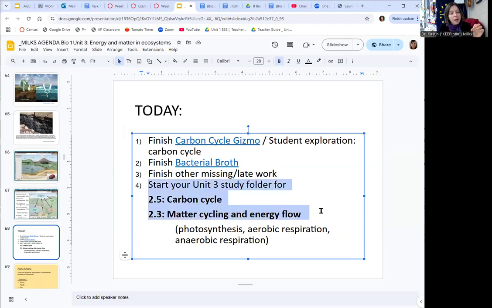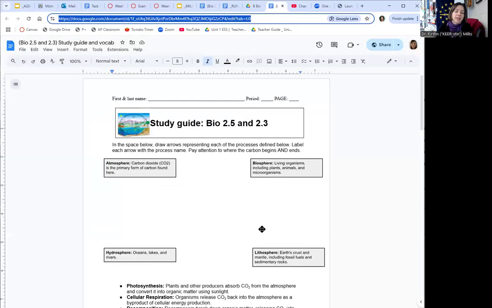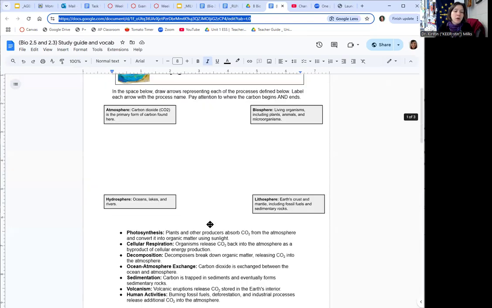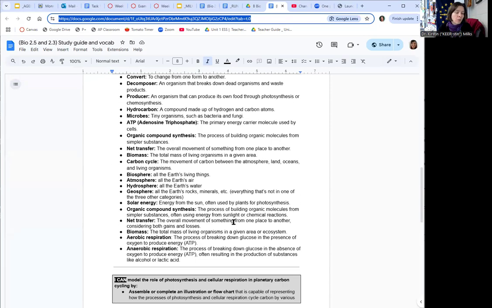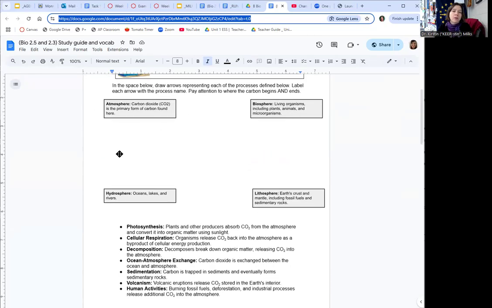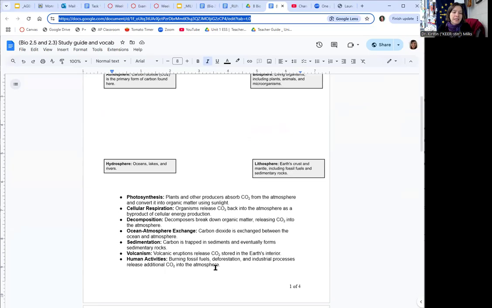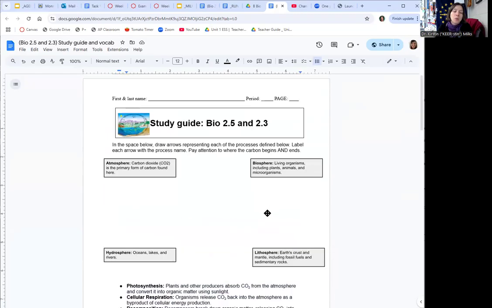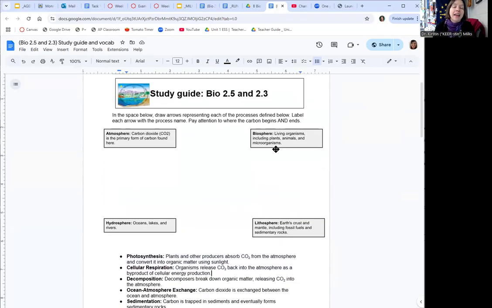Most of you on time should be working on your Unit 3 study folder. 2.5 and 2.3 are together in one study guide because one of them is mathematical and graphing routines and one of them is content knowledge. And so you'll see the big thing we want you to do, we have a lot of different words that you might want to look over, but the really important part is drawing arrows that represent each of the processes here, where they begin and where they end. So that's what we want to make sure you know how to do. And then that information needs to go on your Unit 3 study folder.